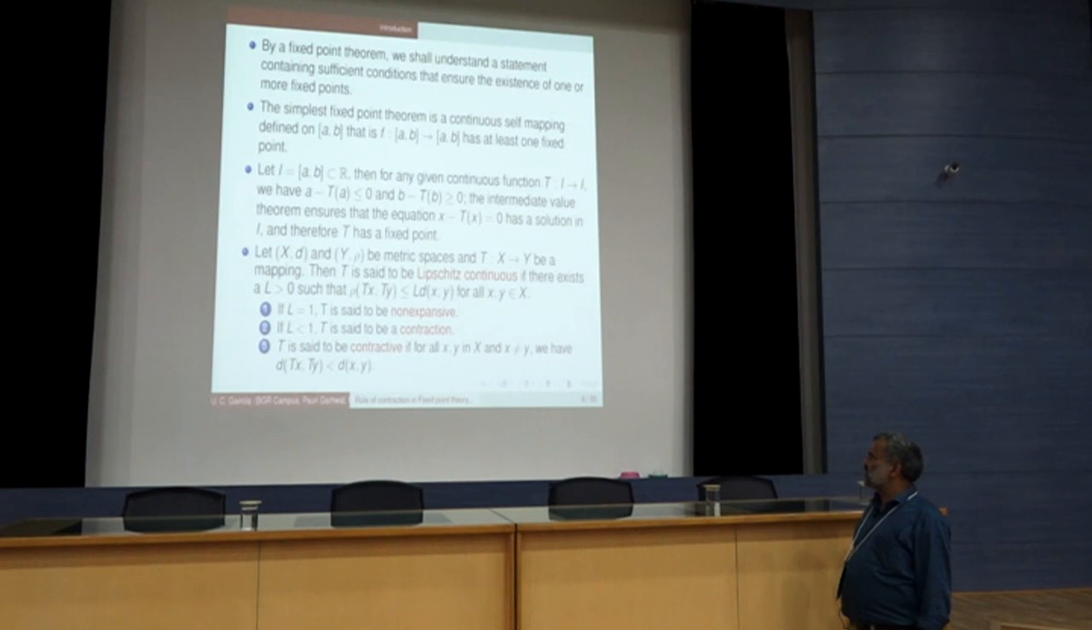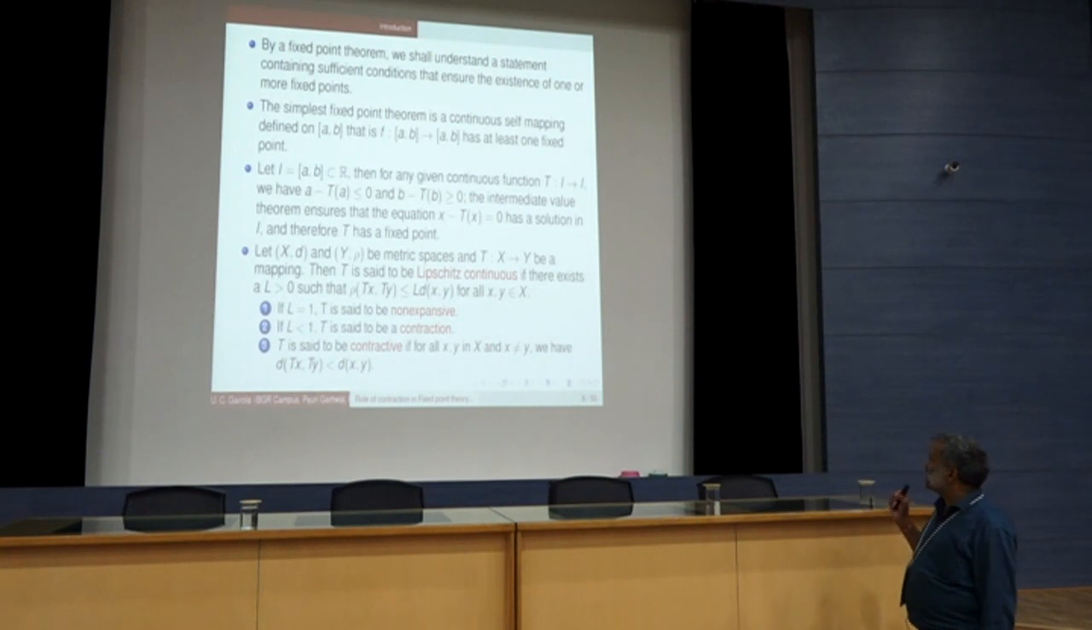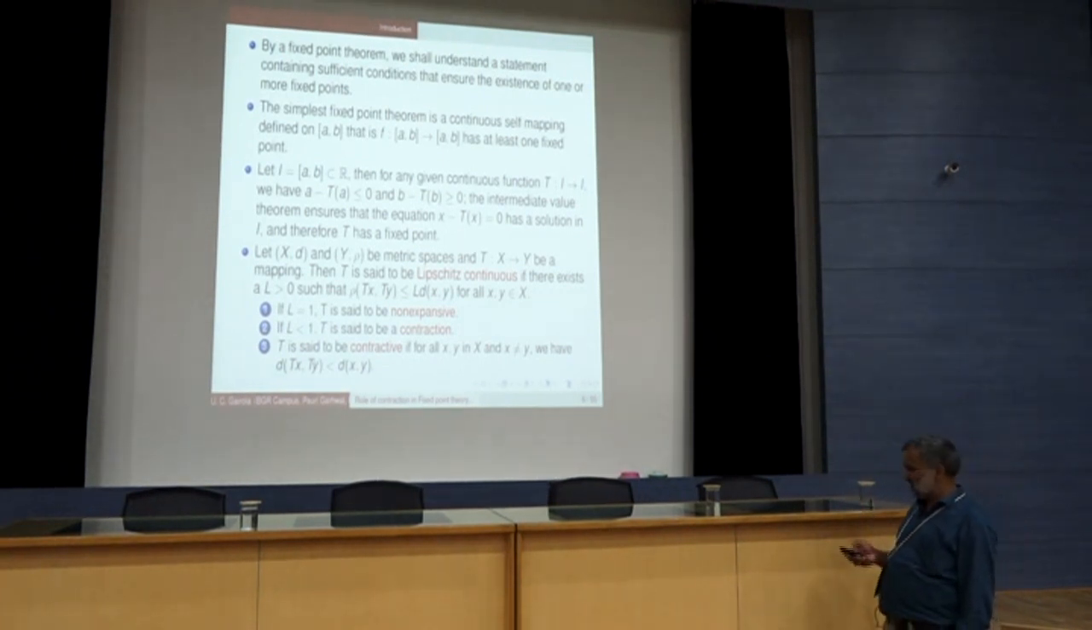If L is equal to 1, T is said to be nonexpansive. If L is less than 1, then T is said to be a contraction. T is said to be contractive if for all x, y in X with x not equal to y, we have d(Tx, Ty) is less than d(x, y).